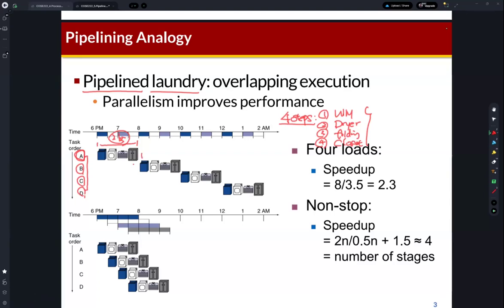Then when we complete this laundry process for task A, we can start the next task, task B. It will also take 2 hours, and then task C will also take 2 hours, and 2 hours for task D. So for these four tasks, we will take 8 hours, right? And this is obvious, right?